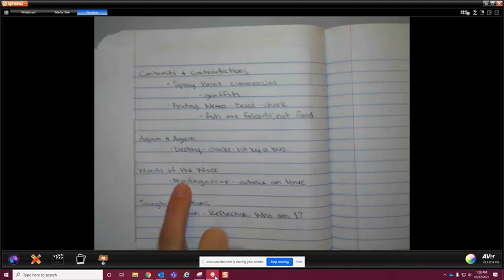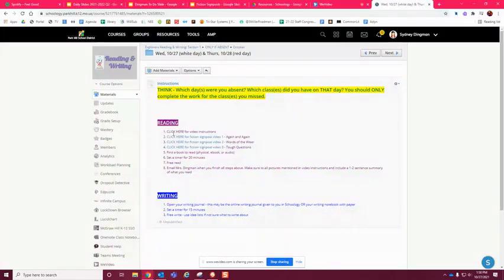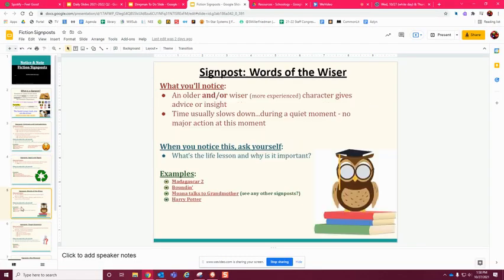All right, the next one is Words of the Wiser. This one is when there's an older or wiser character giving advice or insight. Time usually slows down. It's during a quiet moment. In a book, it would be more like a conversation, dialogue between two different characters. When you notice this, you want to ask yourself, what's the life lesson and why is this important? Before you move on, make sure you understand what the life lesson is.